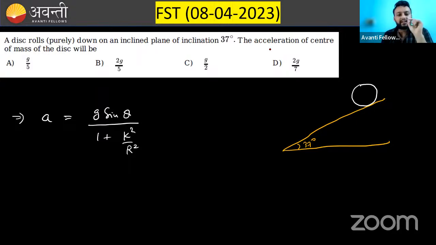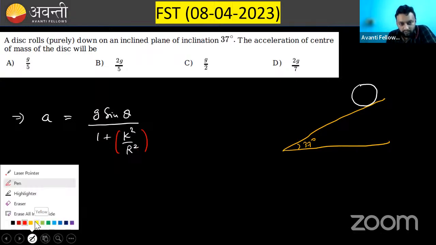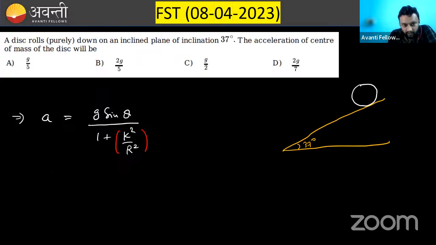k is the radius of gyration. I think I have told you the value of this k square by r square for most of the objects. For ring, it is 1. For disk, it is 1 by 2. For hollow cylinder, it is 1 by 2. I have told you a lot of values of k square by r square. So I am just going to put the values.